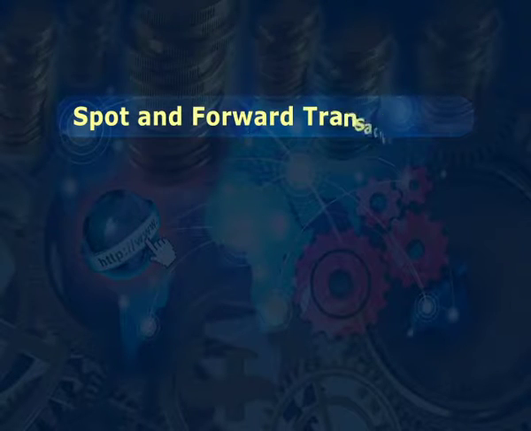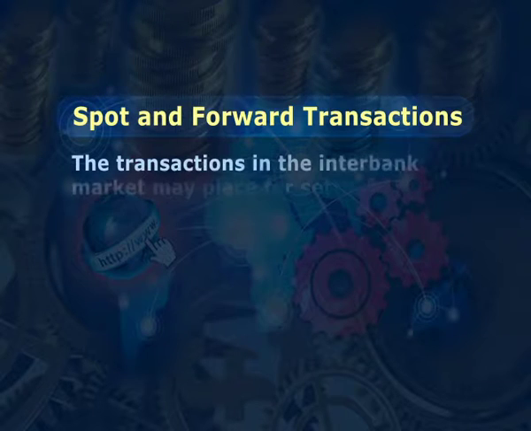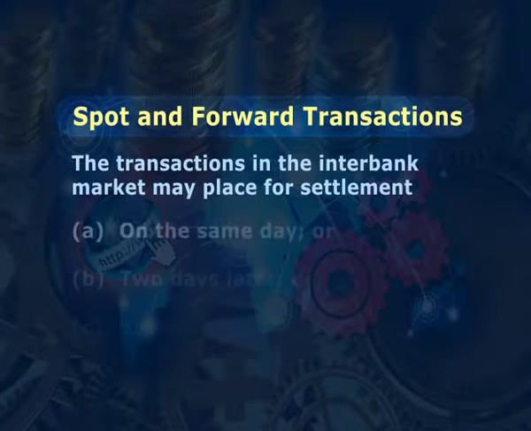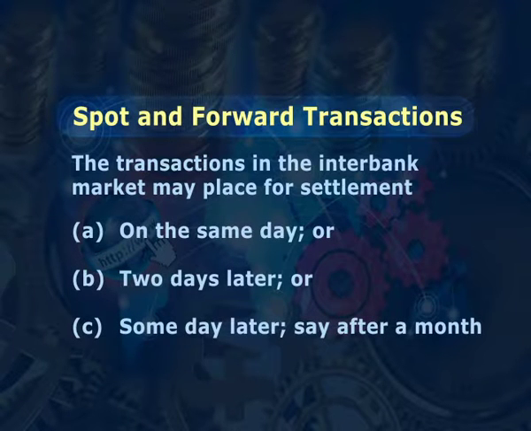So now let us discuss spot and forward transactions. The transactions in the interbank market may take place for settlement on the same day, or 2 days later, or some day later, say after a month. Where the agreement to buy and sell is agreed upon and executed on the same date, the transaction is known as a cash or ready transaction. It is also known as value today.